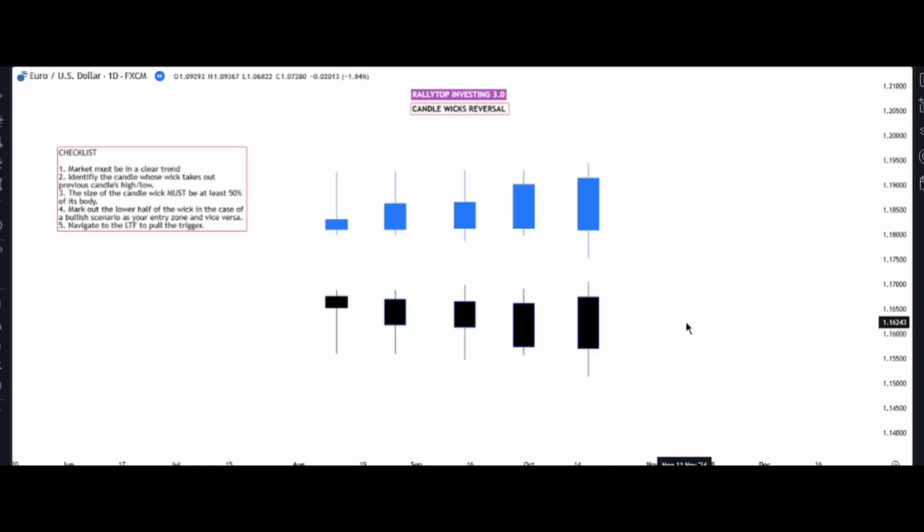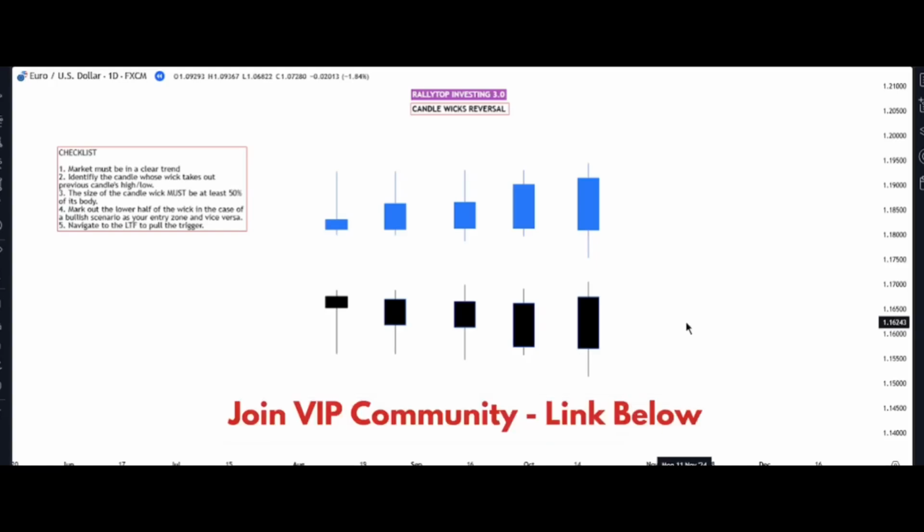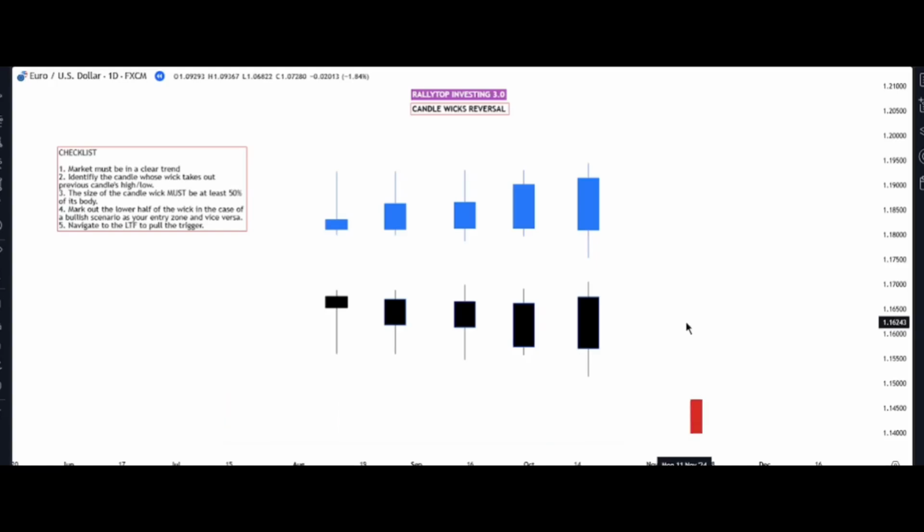Now, we are going to be talking about candle wicks. There is something magical about candle wicks on any time frame. Remember that this strategy can be used on any time frame. It can also be used on any asset class like forex, indices, commodities, stocks, anything that you can talk about in the financial market. You can use it.